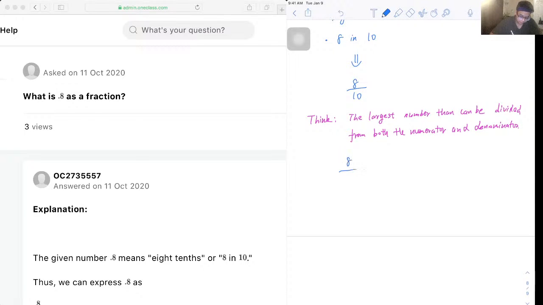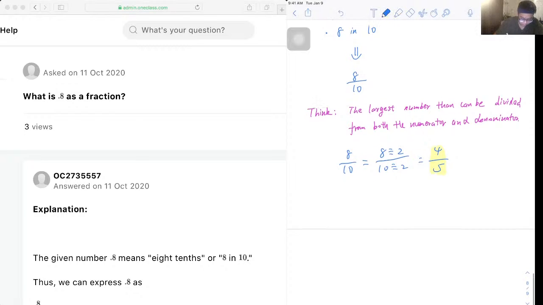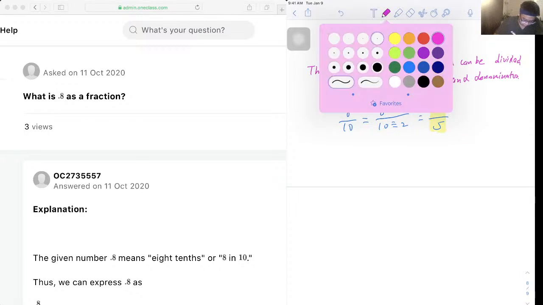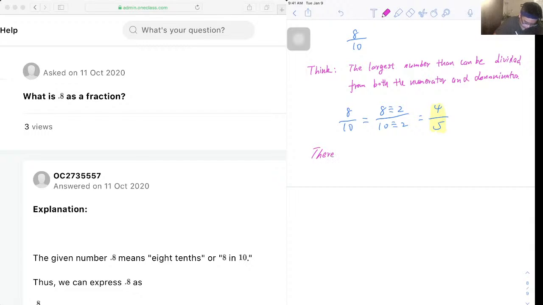Okay, so 8 over 10 is equal to 8 divided by 2 over 10 divided by 2. And 8 divided by 2 is 4, and 10 divided by 2 is 5. And now we have the simplest form. So therefore, let's write our conclusion. We can express 0.8 as 4 over 5. Yep. So that's all we got for this question.